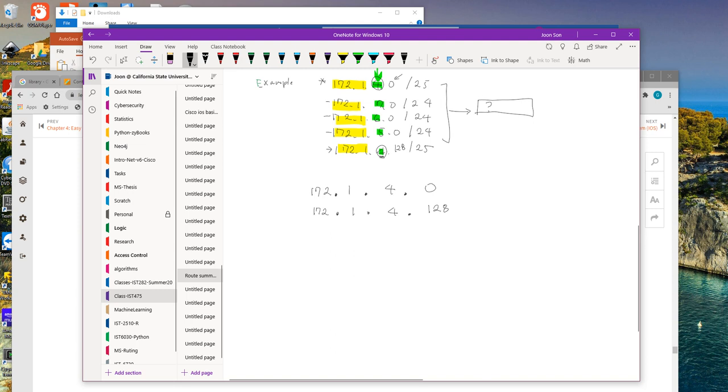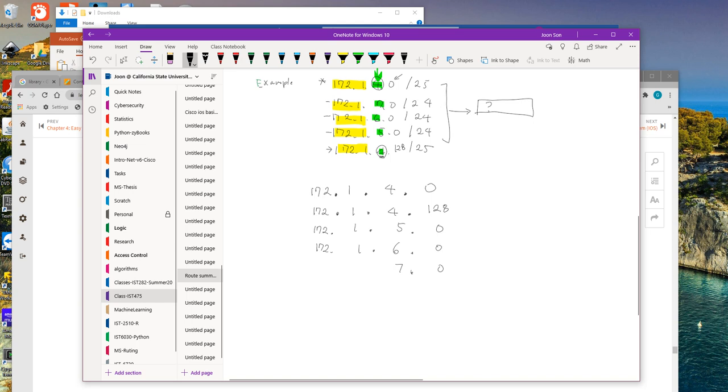Okay, and then the next one is 172.1.5.0, and then 172.1.6.0, and then 172.1.7.0. Okay, so that's the list of IP addresses.